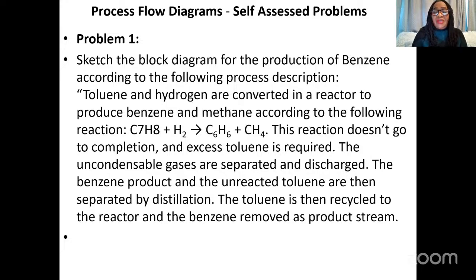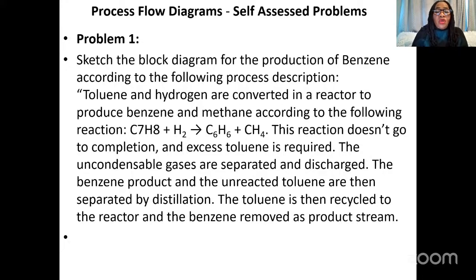So the little problem here is just to sketch. This is the last, second to the last slide. Sketch the block diagram of the production of benzene according to the following process description. You can be given something like this to sketch. We have toluene and hydrogen converted in a reactor to produce benzene and methane according to the following reaction.